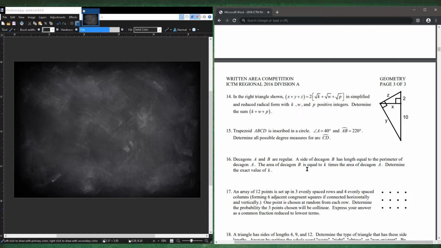Okay, trapezoid ABCD is inscribed in a circle. Angle A is 40 and arc AB is 120. Determine all possible degree measures of arc CD.